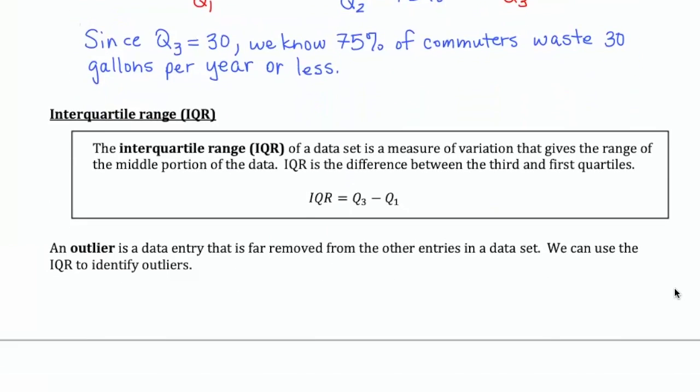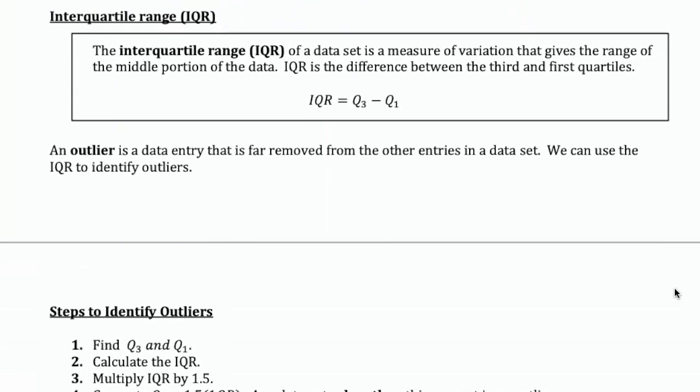The next thing you're going to learn about is the interquartile range, or IQR. The IQR of a data set is a measure of variation that gives the range of the middle portion of data. It's specifically the difference between the third and first quartiles. So remember, the word range we've seen used before to mean the difference between the maximum and the minimum. This is also a range, but instead of going between those values, it's always Q3 and Q1.